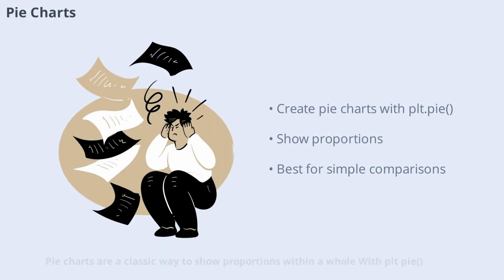Pie charts are a classic way to show proportions within a whole. With plt.pie, you can visualize how different categories contribute to a total. While pie charts are best for simple comparisons, they can be effective in presentations where you want to highlight the relative sizes of a few groups. Remember to use them sparingly for clarity.